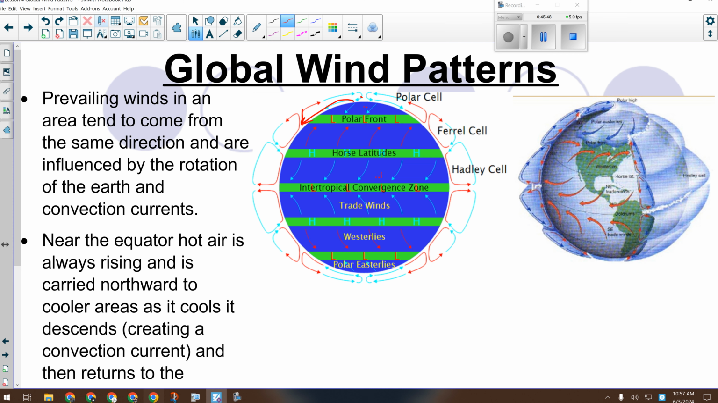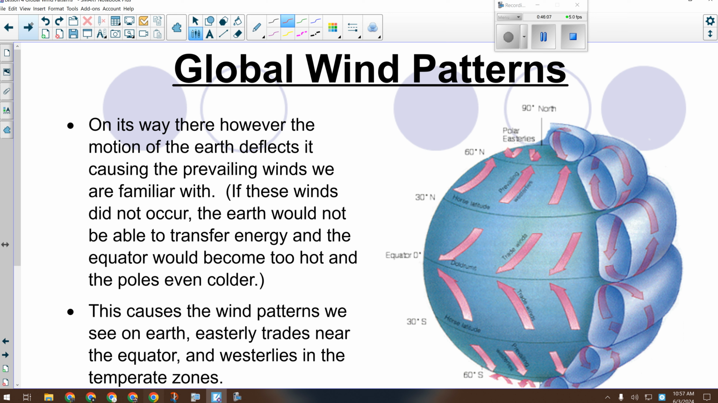So what you've got to be able to explain is convection's going on. Hot air rises, cool air descends. The Earth spins underneath it. That causes a deflection. Everyone with me so far? Okay. So now what I'm going to show you is how this deflection, this Coriolis effect, works.